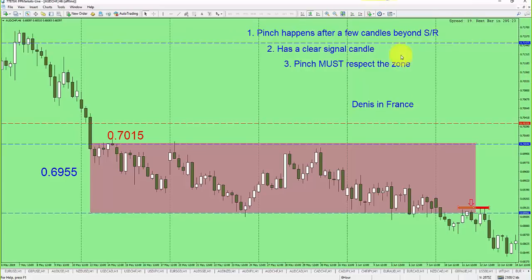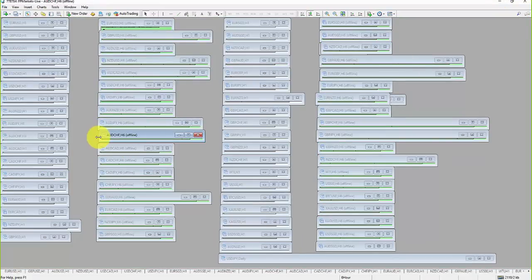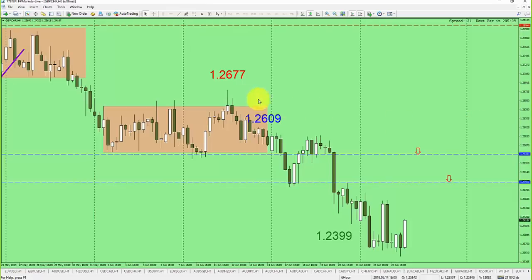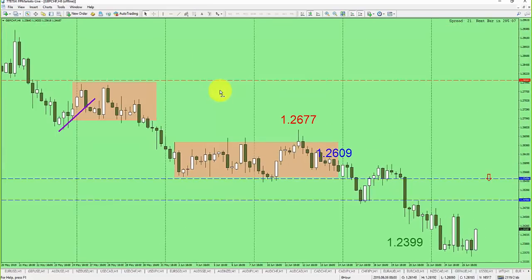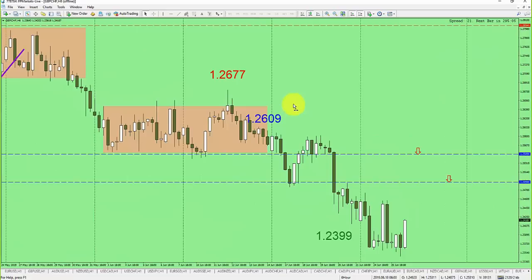All right. So the number 2 strategy I want to talk about is a great one that I just had the other day. And if you follow my trades in the forum, you know about this one. So this was a trade on the pound Swissie.